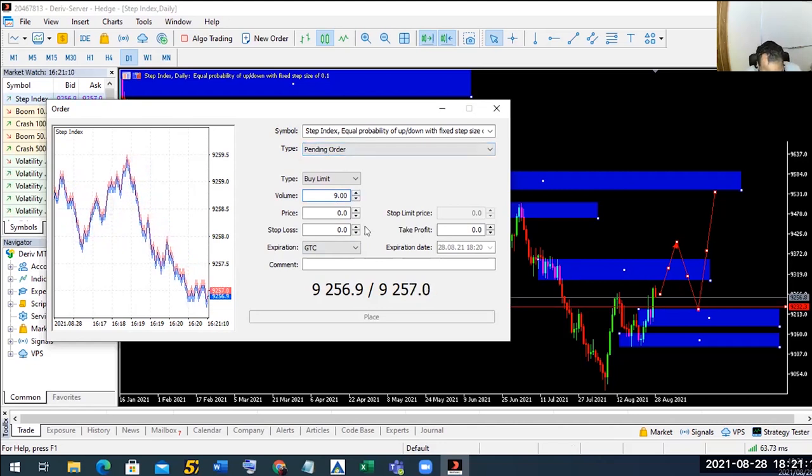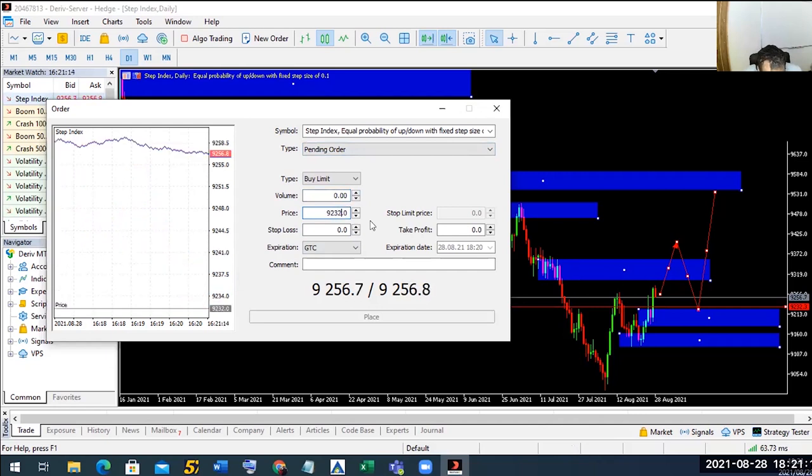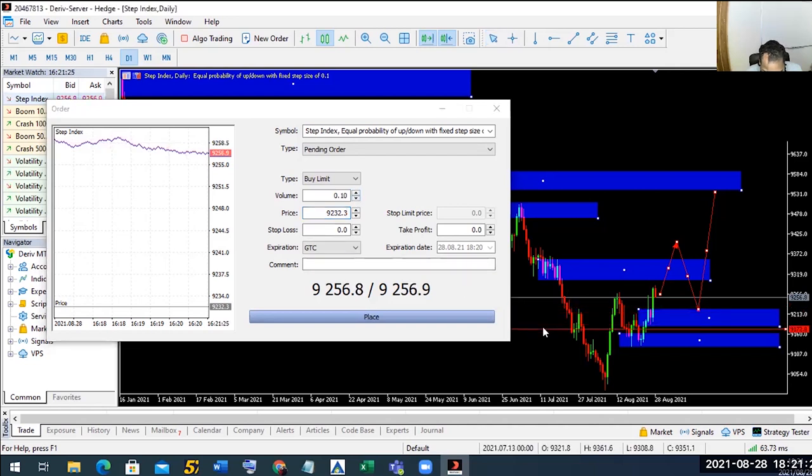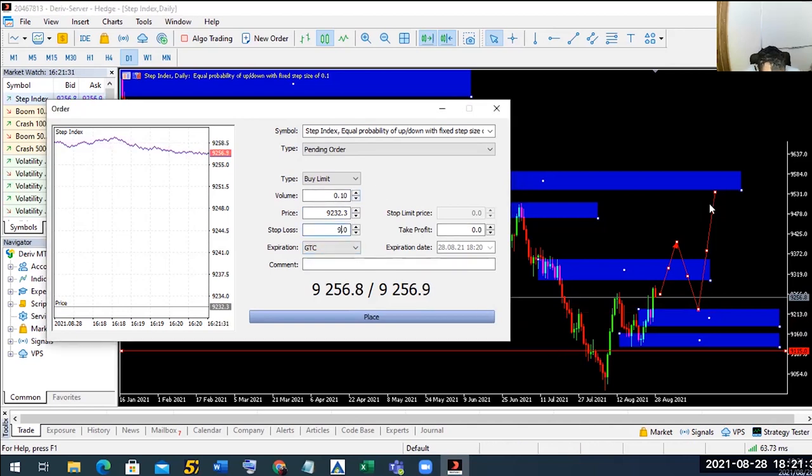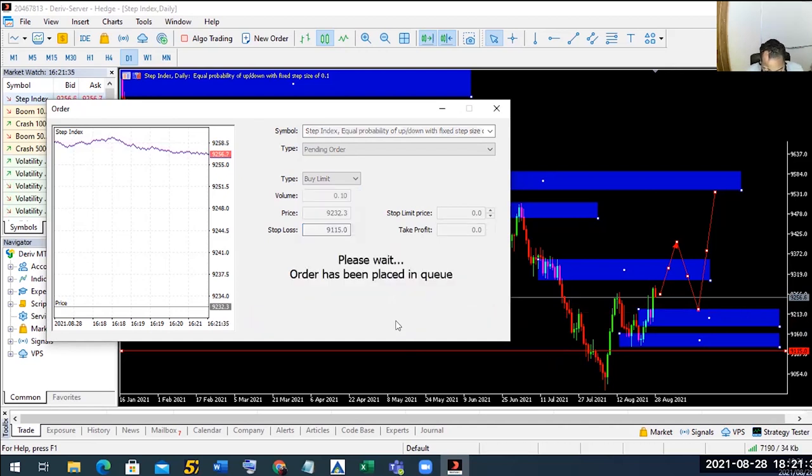I was on the wrong thing. 9232.3. And lot size, does it matter? At this stage, the lowest is 10. Interesting. So right now you try and get the lowest amount. If that's the lowest, I'll try and cover the whole area first just to see how much guarantee is your 200 account.